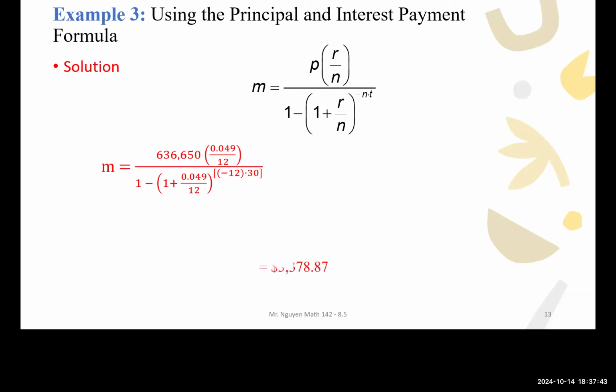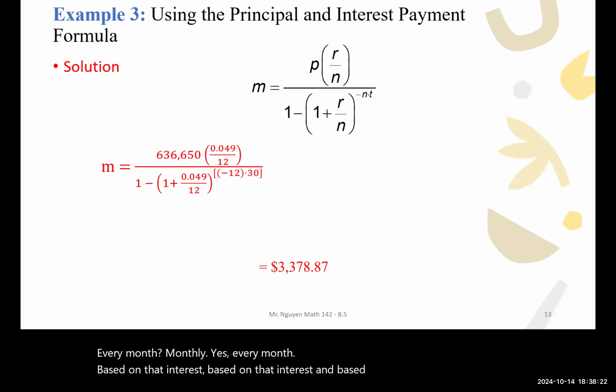So when you put it in the calculator, this one is the monthly. He pays $3,378.87. This is what he pays monthly for 30 years. Wait, so that's what he pays every month? Yes, every month, based on that interest and based on the mortgage he borrowed from the bank.